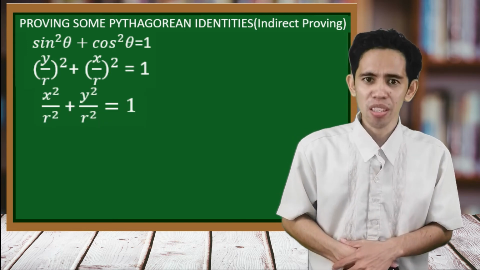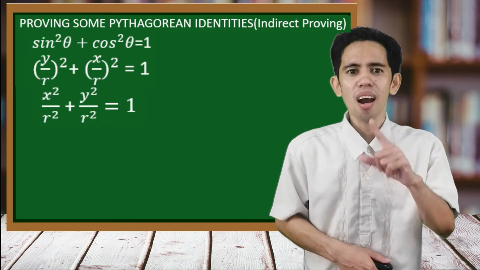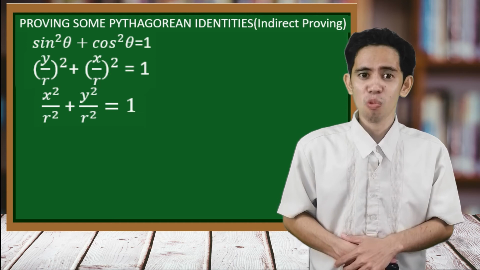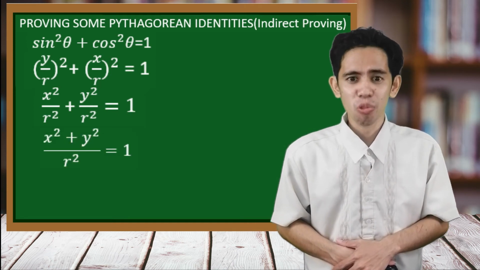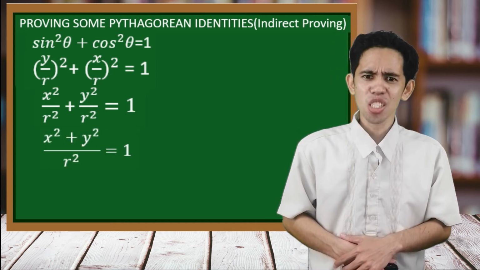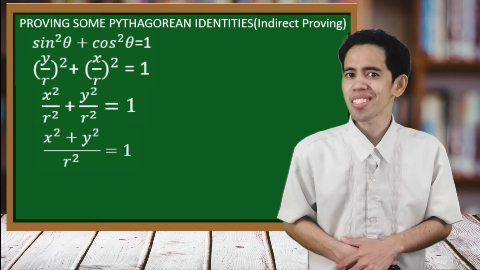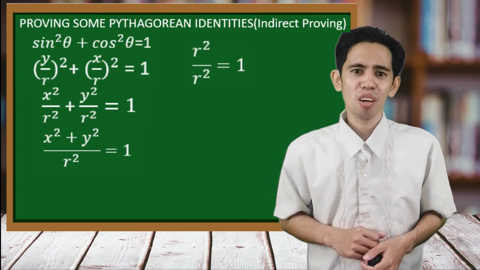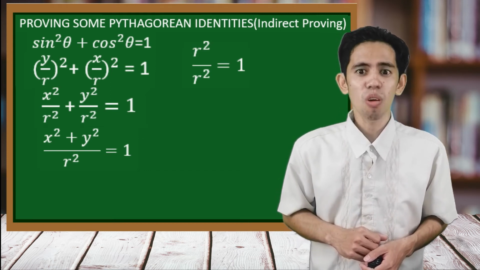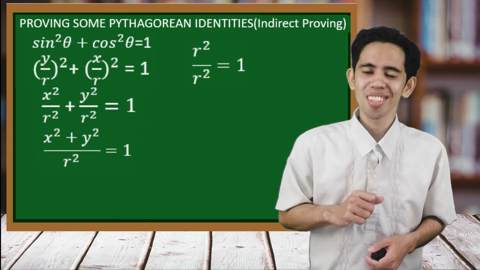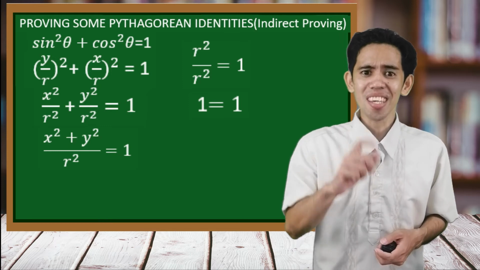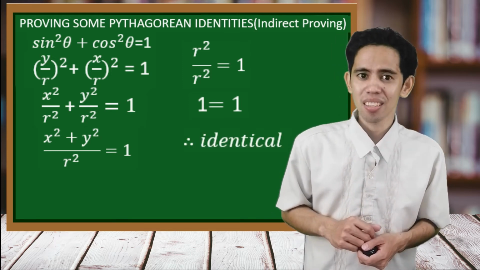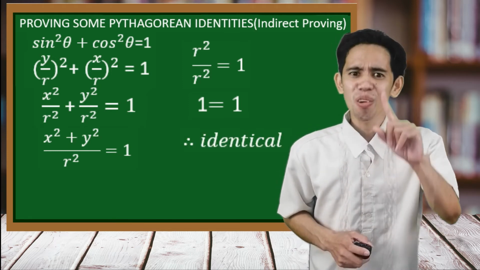Simplify: x squared divided by r squared plus y squared over r squared. We can say that x squared plus y squared is equal to r squared. Then r squared over r squared is 1. So we have 1 is equal to 1. We can say that they are identical. That's great. We are doing good.